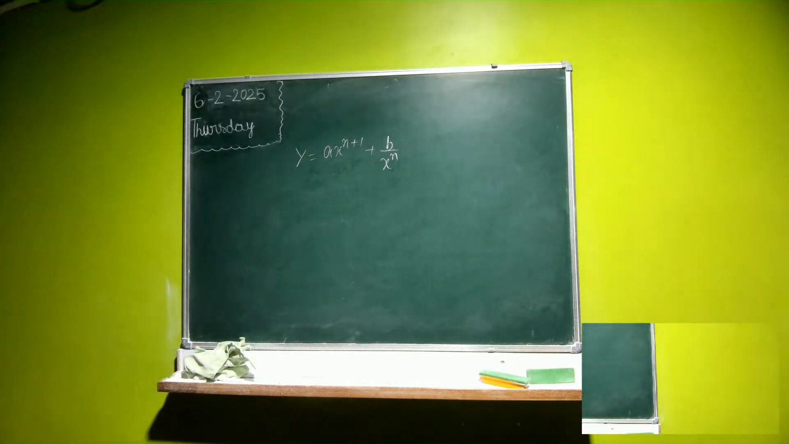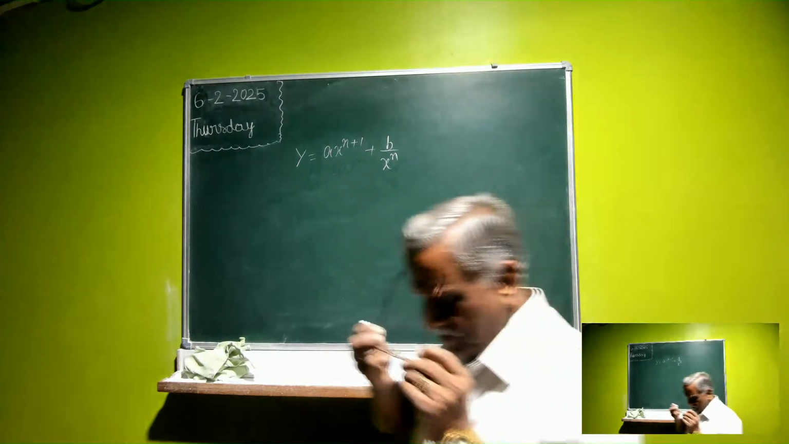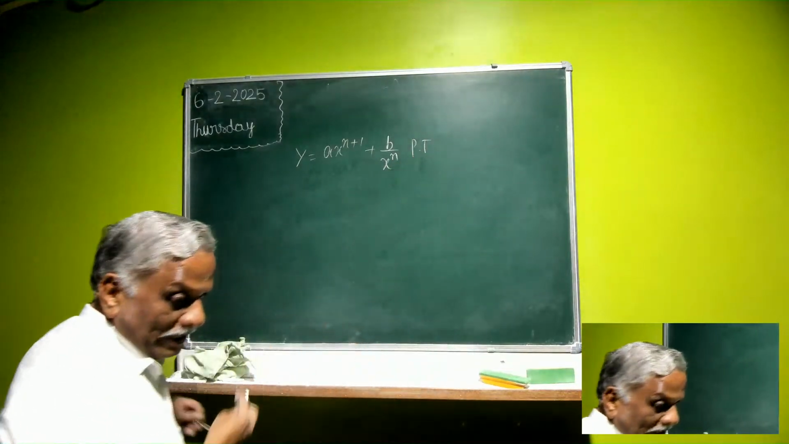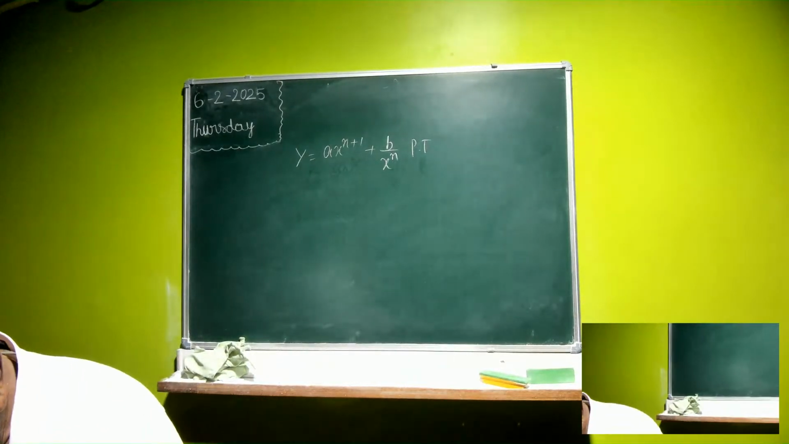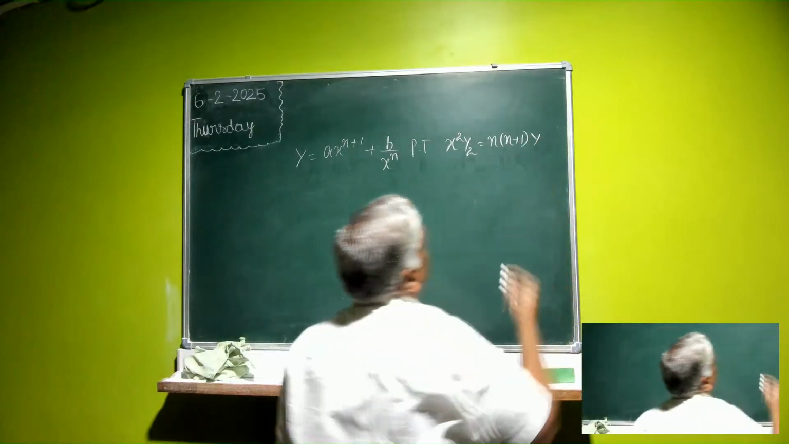Then a is fixed. Asking is fixed. bx to the power of n. Prove that x squared y2 is equal to n into n plus 1 times y.